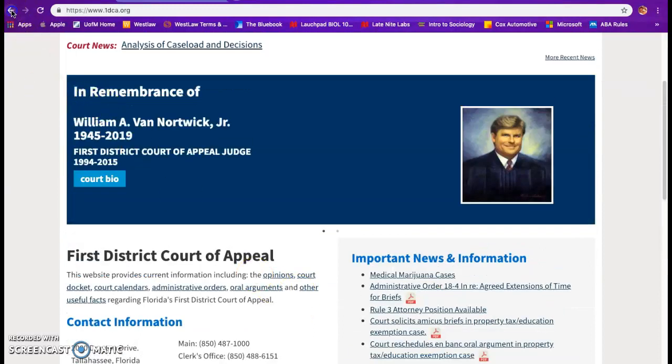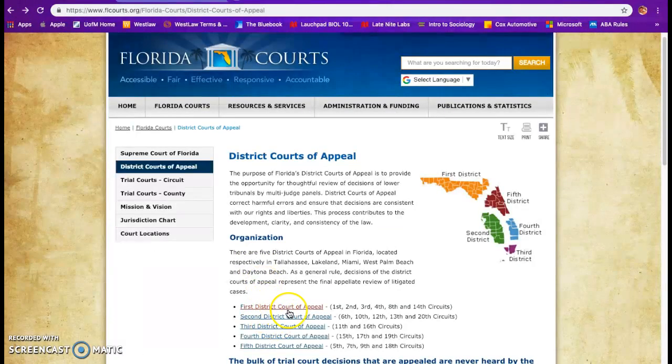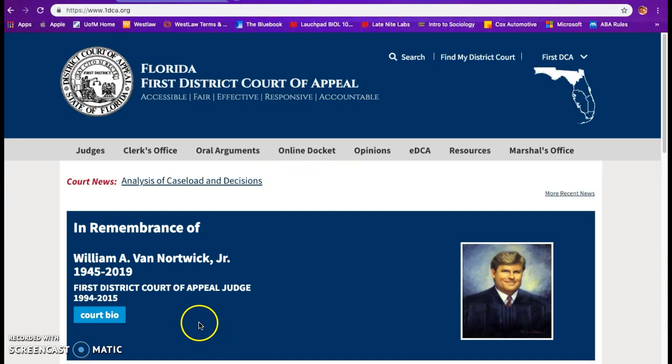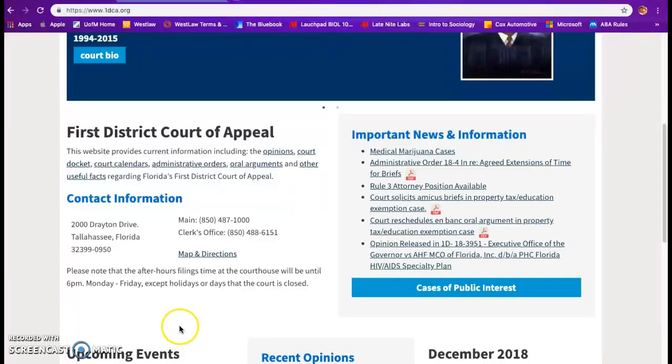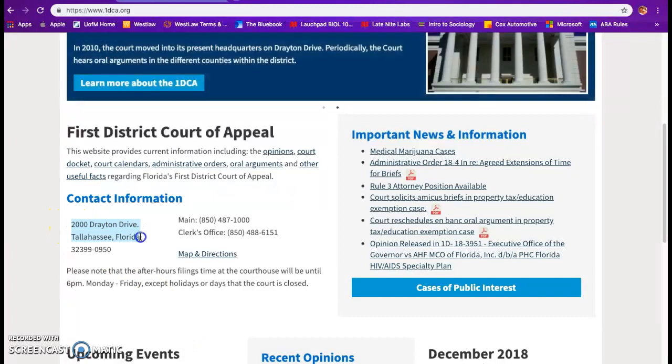I guess what I'm looking at, the first district court of appeal, they will file any appeals that are in the first, second, third, fourth, eighth, and 14th courts or circuits. And this is where we will actually file our appeal, at 2000 Drayton Drive, Tallahassee, Florida, 32399-0950.